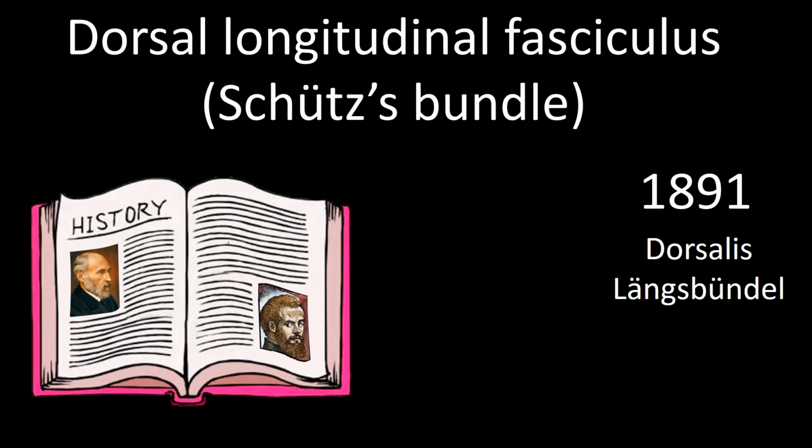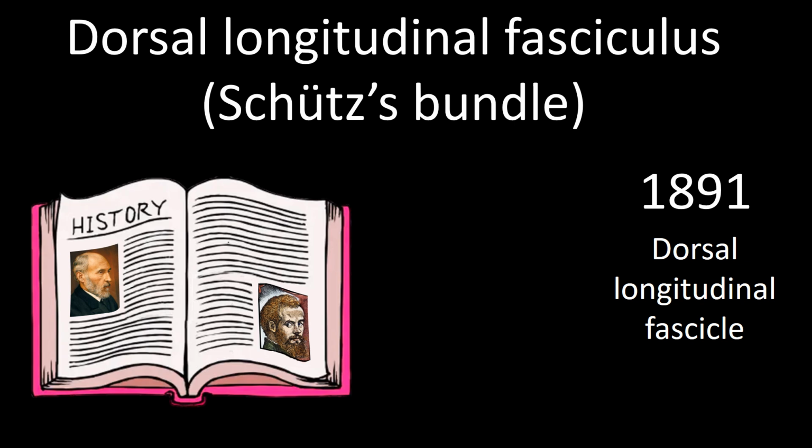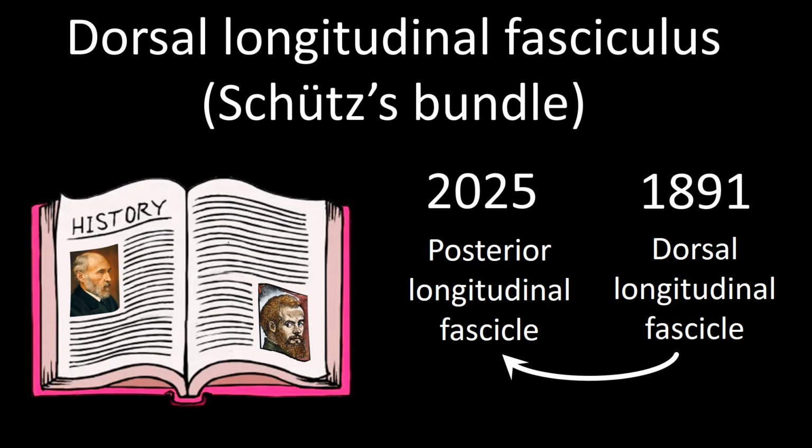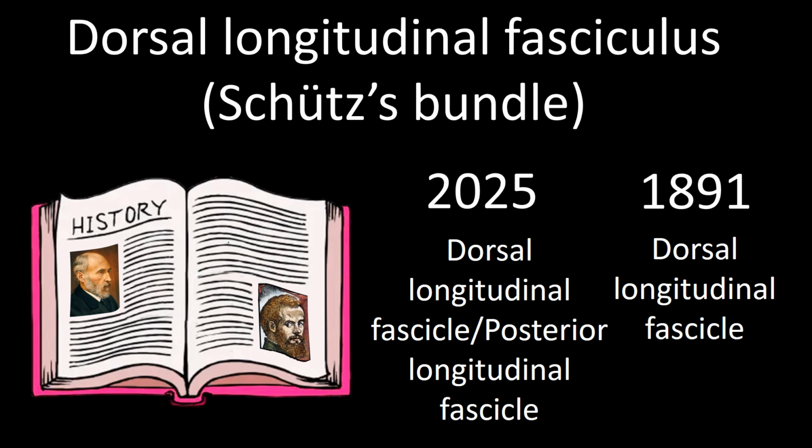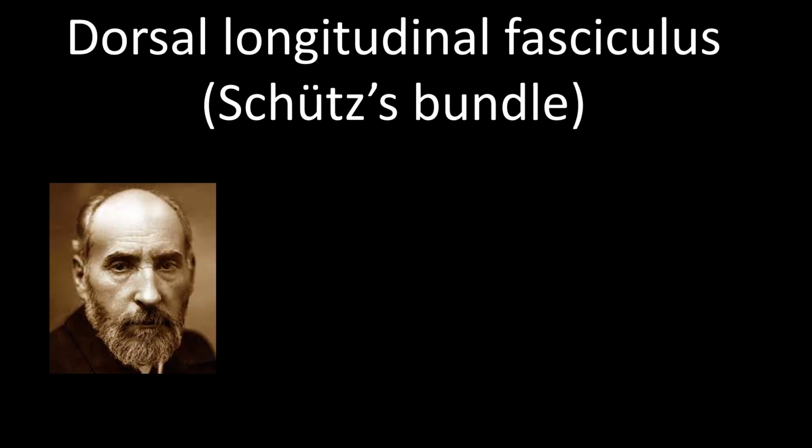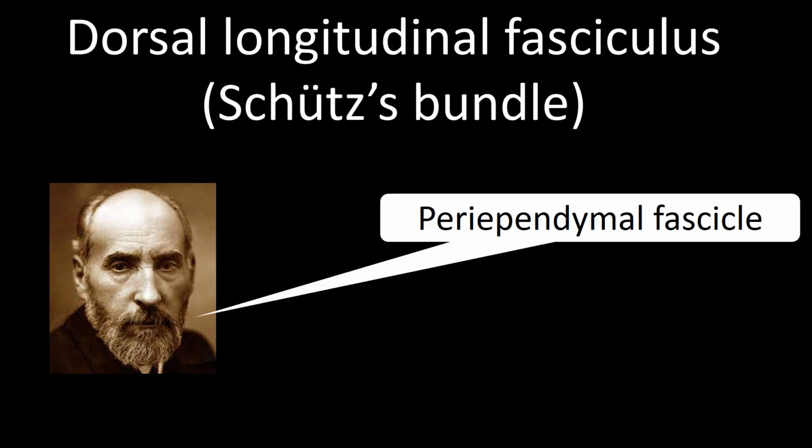The term dorsalis Längs bundle was first used in 1891 by Heinrich Schultz. This term was then translated to English as the dorsal longitudinal fascicle. After 1891, some authors substituted the term dorsal for posterior. Today, the terms dorsal longitudinal fascicle and posterior longitudinal fascicle are both used to refer to the bundle of fibers described by Heinrich Schultz. Cajal tried to move away from the dorsal versus posterior labels for this tract and suggested the term periependymal fascicle, but the name was not popular and is no longer used.